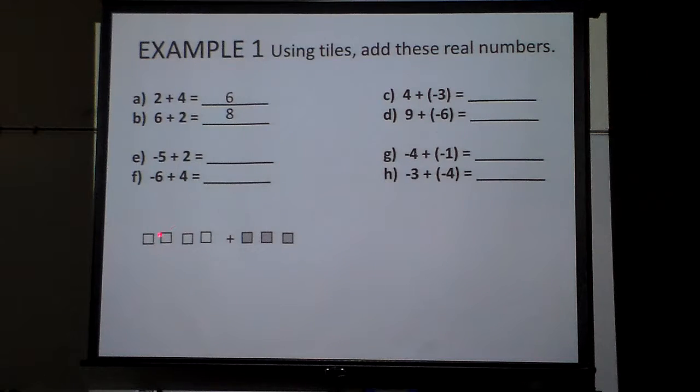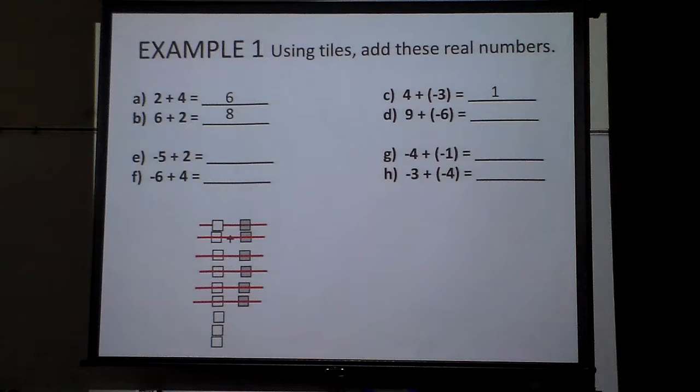And the reason I did that is because now, look what happens when we put these together with the 4 plus negative 3. I have 4 of these, and I have 3 of the negative ones. And if I match them up, and notice those make 0 pairs, I can cross them out. What do I have left? They canceled out to make 0, so I actually have 4 plus negative 3 makes 1. So having said that, how would I do D? Well, now I would put 9 of these and 6 of these negatives, and then I would cancel out those 6. And what do you have left? You have 3. So 9 plus negative 6 is 3.